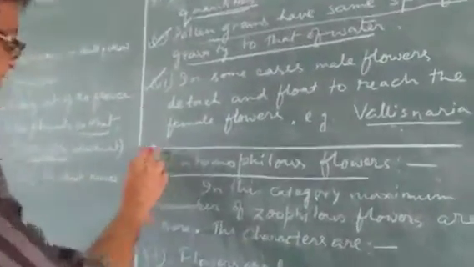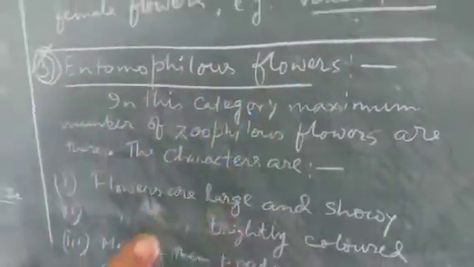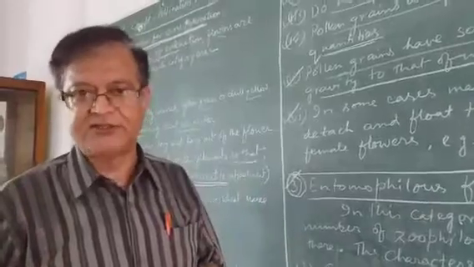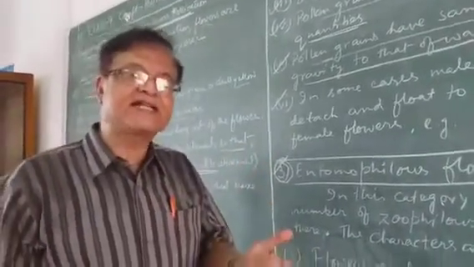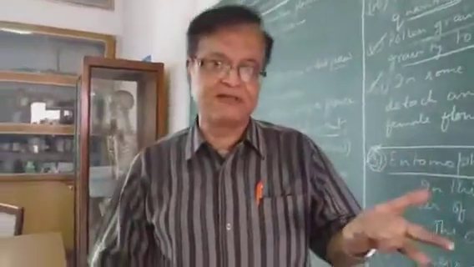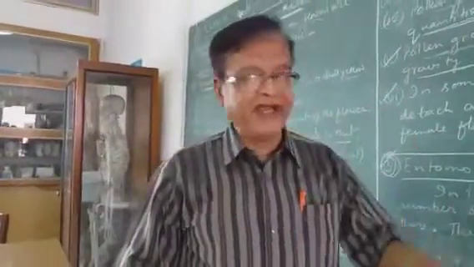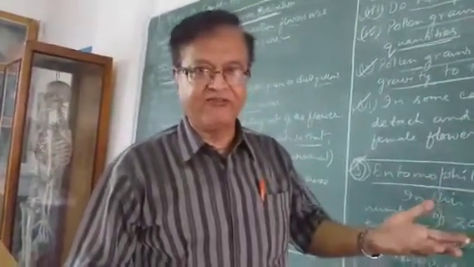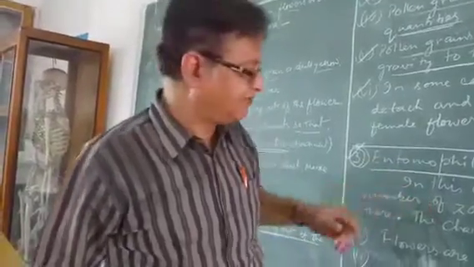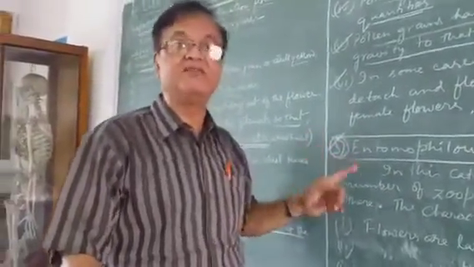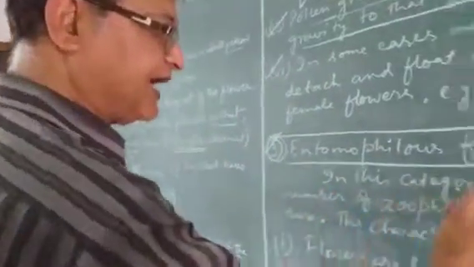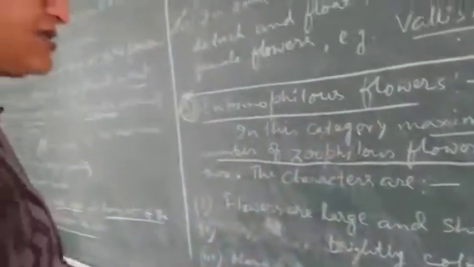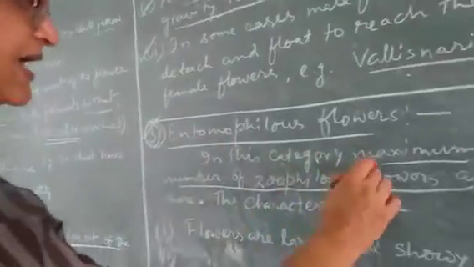The third category is entomophilous flowers. Remember, entomophilous flowers are the largest number of flowers available on earth. It is obvious, because insects are the largest group of animals available on earth, and so many varieties of insects are there, automatically their way of activity of life will help the flowers in a large way. So that's why entomophilous flowers are maximum in number in our surrounding. In this category, the maximum number of zoophilous flowers are there. Other zoophilous flowers are also there, bird pollination, etc. But this is maximum in number.